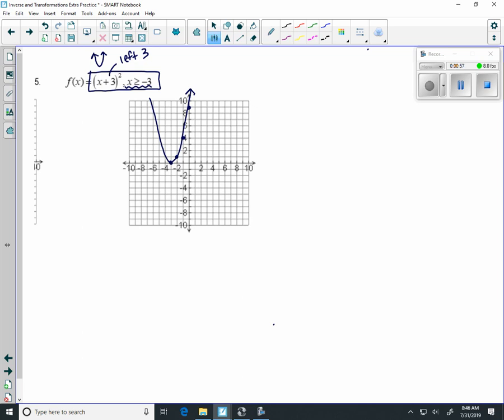We can't take the inverse of a parabola. We can't take the inverse of a quadratic without that domain restriction. So that domain restriction just means that all we have is this right branch, the right half of the parabola, and now we can take the inverse of it.